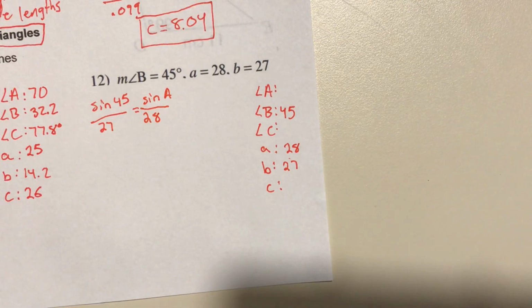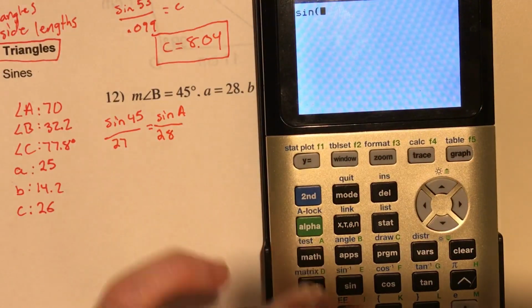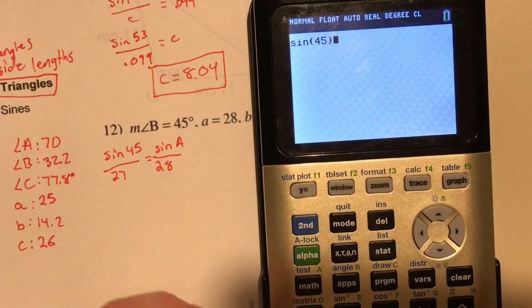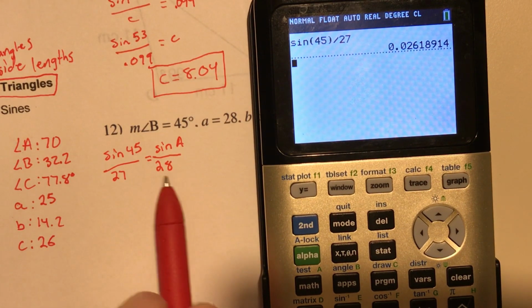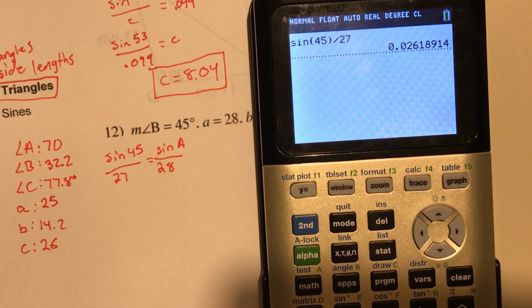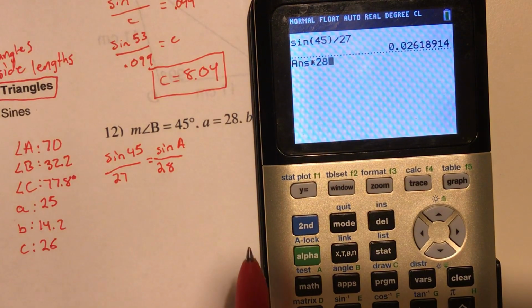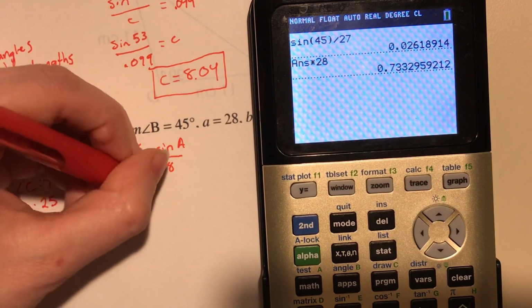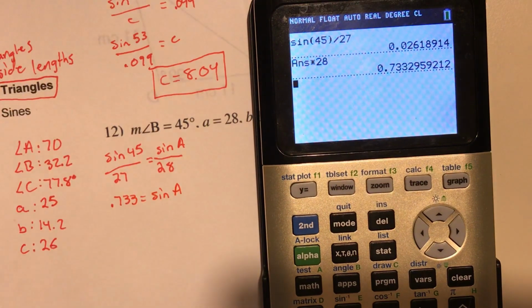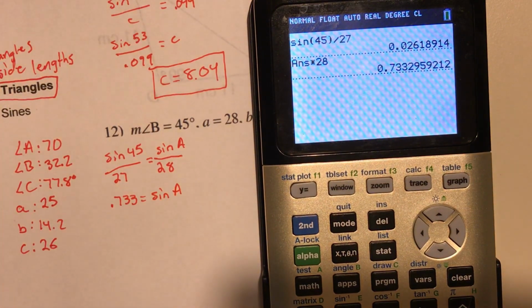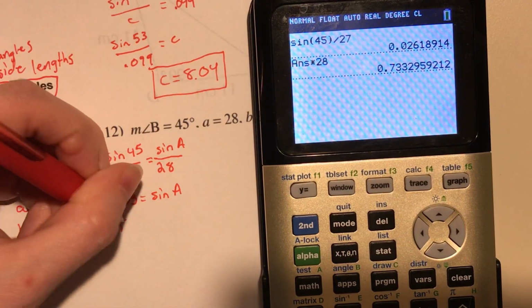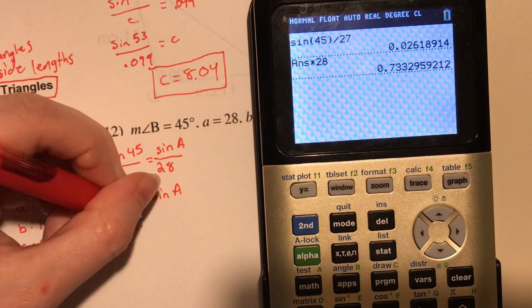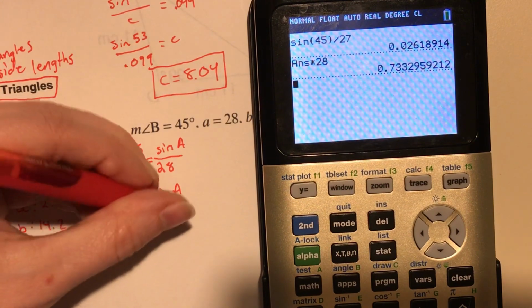So there we're going to figure out our answer. I'll go sine of 45 divided by 27, and then obviously we have to multiply that resulting decimal by 28. So I'm going to say times 28. And we get 0.733 equals the sine of A. And of course I don't want the sine of A, I want angle A itself. So I'm going to use inverse sine to find that. Inverse sine of 0.733 is equal to A.